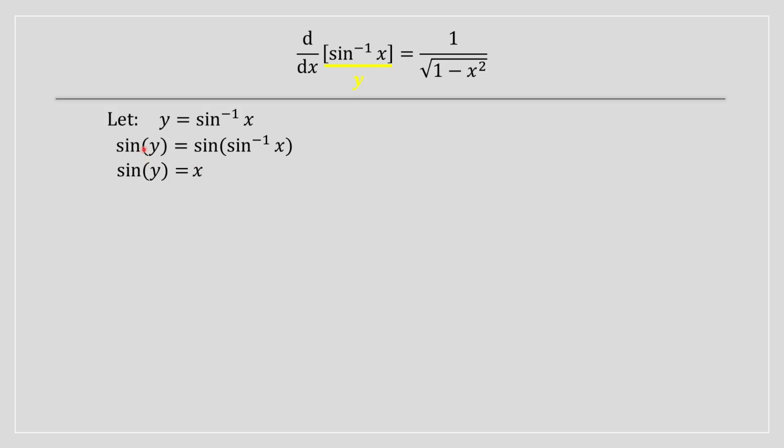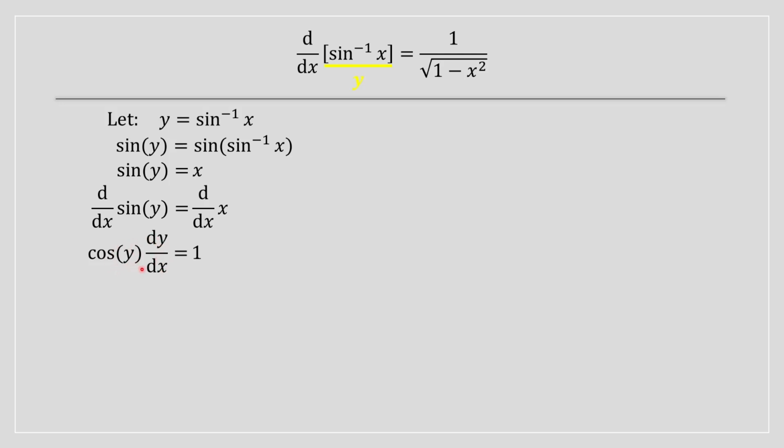At this point, you take the derivative on both sides. On the right hand side, it's pretty straightforward: that's just going to be equal to 1. On the left hand side, however, we have a y, which in this case is a function, so you're going to have to use the chain rule. You take the derivative of sine, which is cos of y, and then whatever is inside the bracket, take the derivative of that, which is dy/dx.